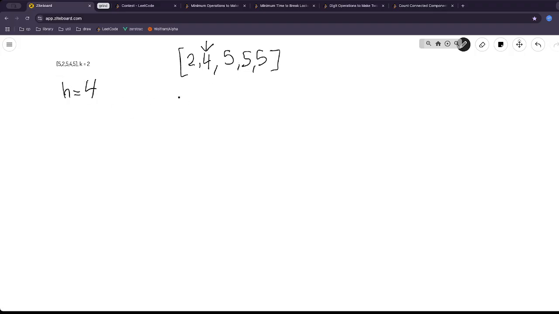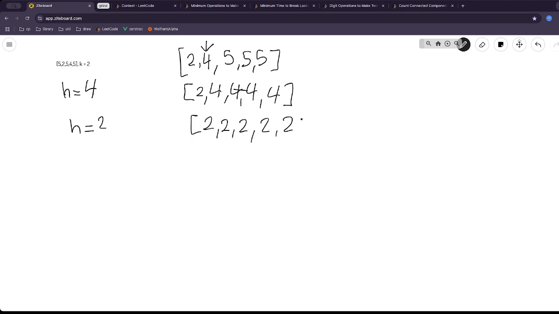So if we apply the operation with 4, that means that all the numbers that are greater than 4 are going to be turned to 4. So now we get this, and we apply the same logic, and we have to choose h. It's optimal to choose h equal 2, and so we change all the values that are greater than 2 to 2. So now we have 2, 2, 2, and 2. And now we're done because they are all equal to k.